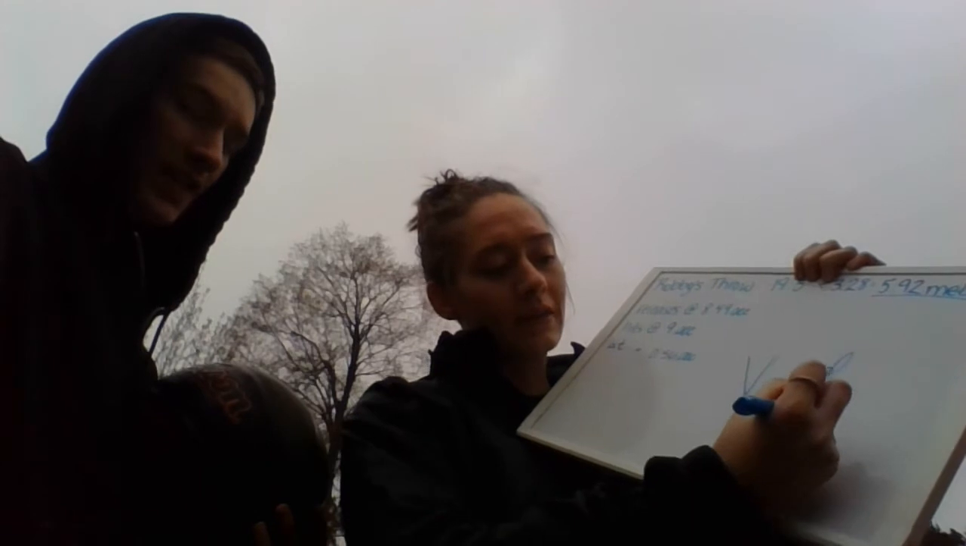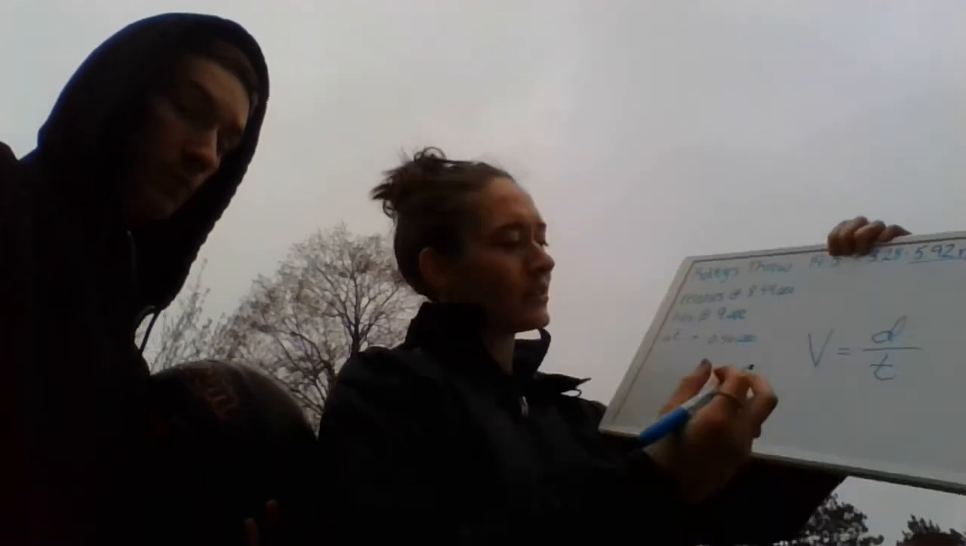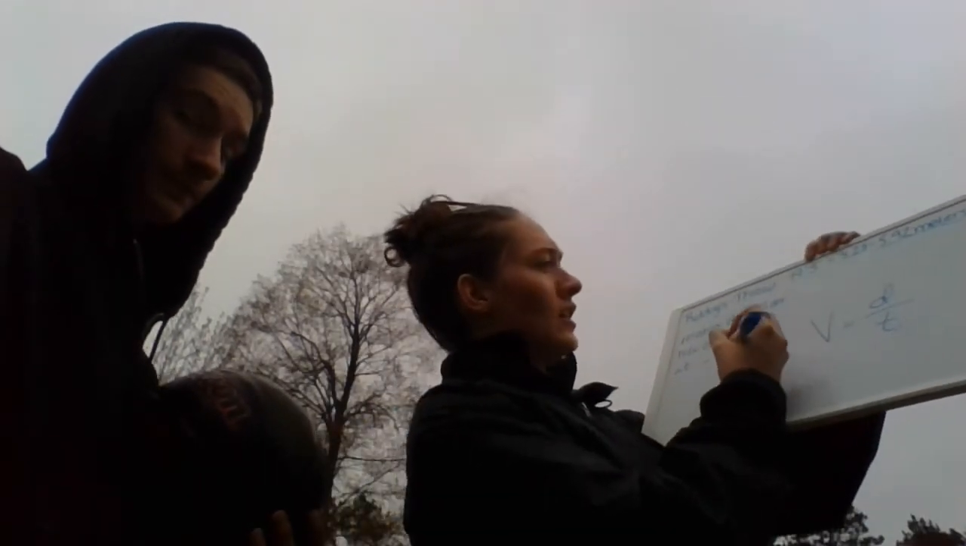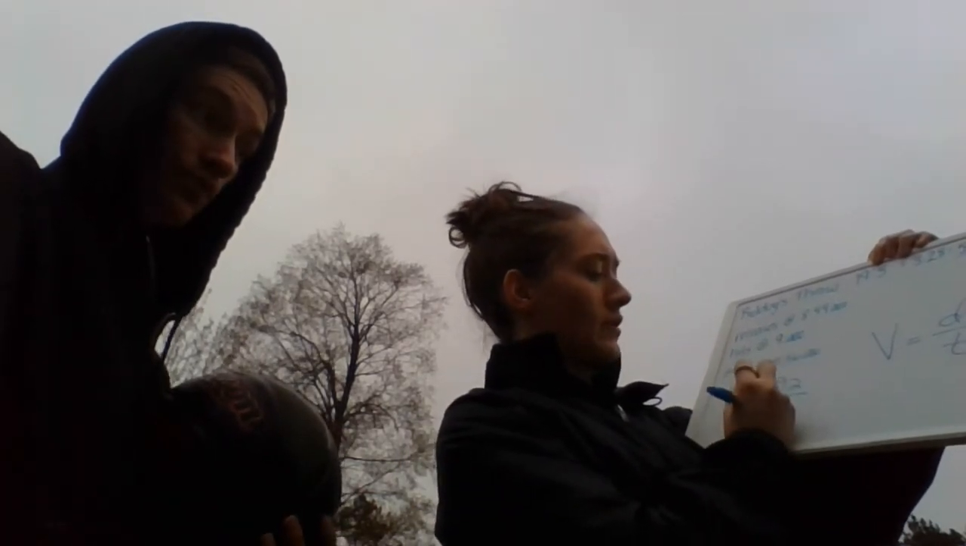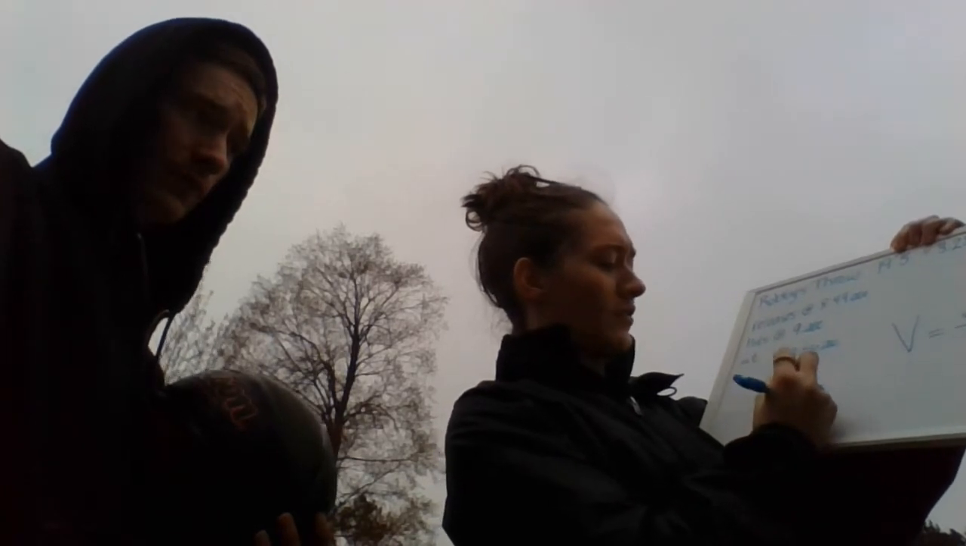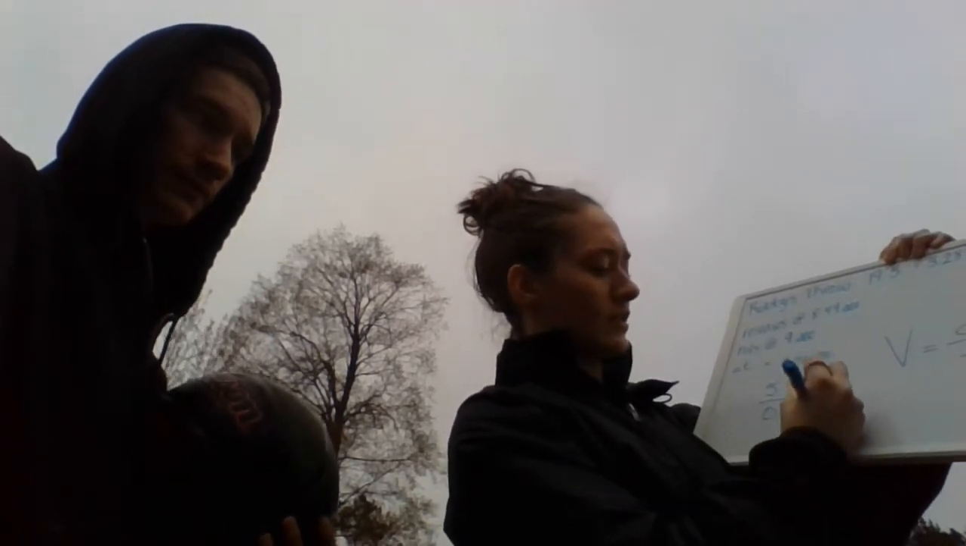You then take those seconds, and the equation we use is velocity, which is how fast you're throwing the ball, equals the distance it was thrown over the time it took. So since our distance is 5.92, we divide by the time, which is 0.56. This is meters and these are seconds.